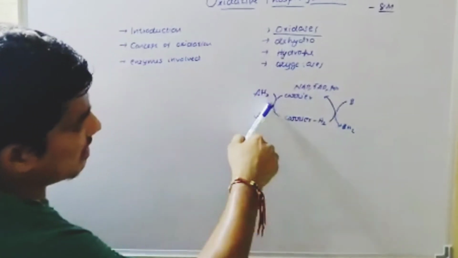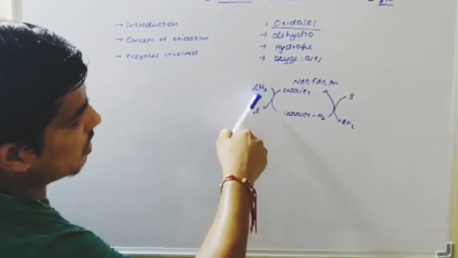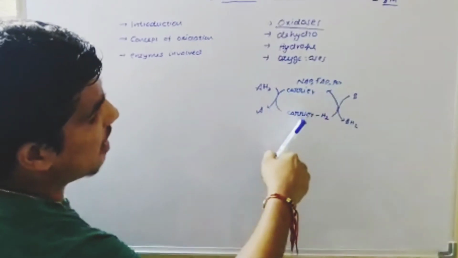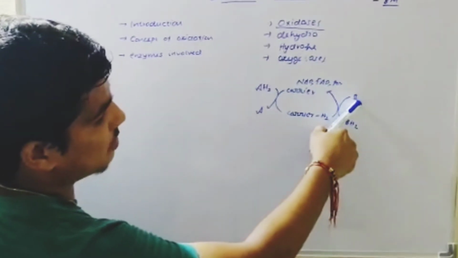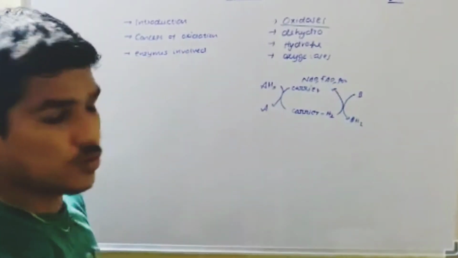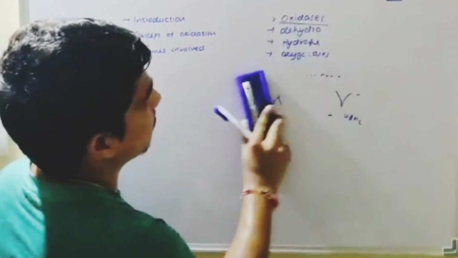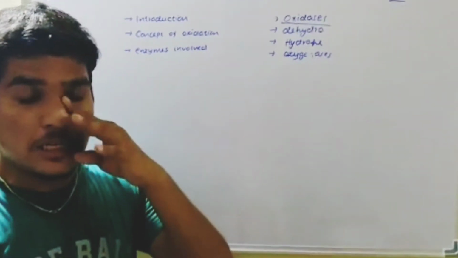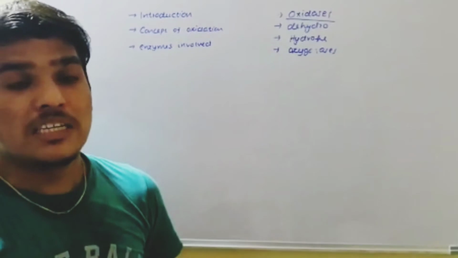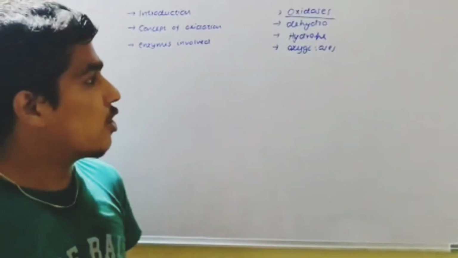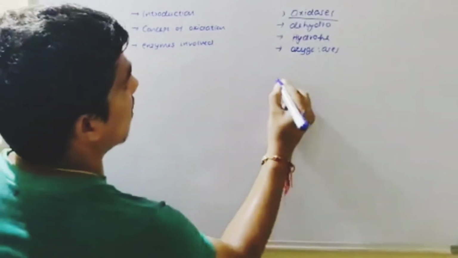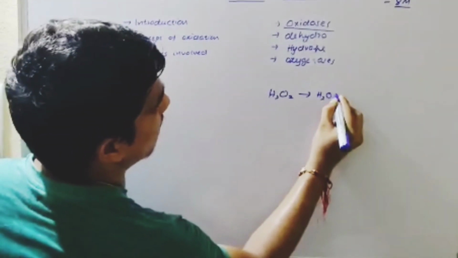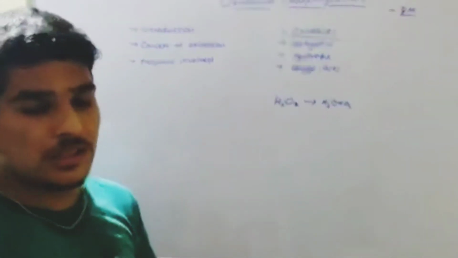In this example, AH2 is the main substrate. The hydrogen particles are removed by the carrier protein, which may be NAD, FAD or porphyrin, and sent to the other substrate, B, which is converted into BH2. The next class of enzymes is hydroperoxidases. Hydroperoxidases consist of two classes of enzyme: one is catalase and another is peroxidase. Catalase converts H2O2 into H2O plus O2. You must remember this much, it is enough.